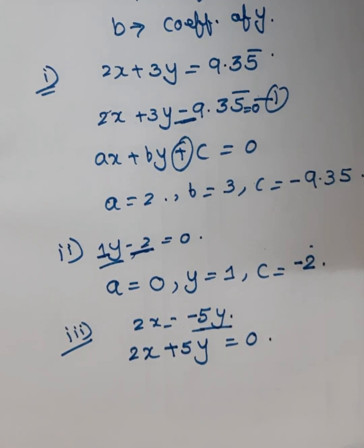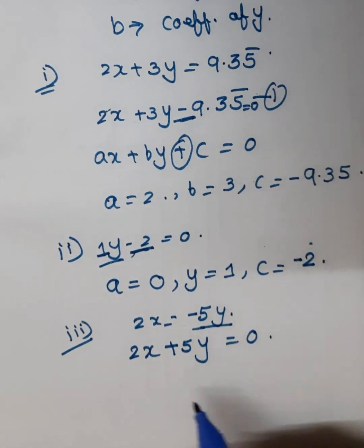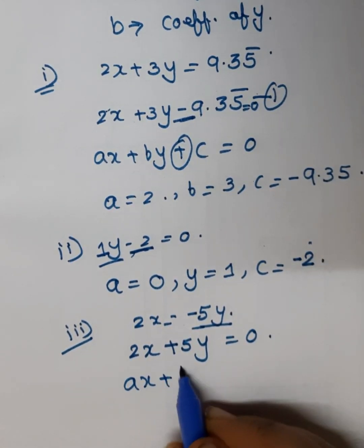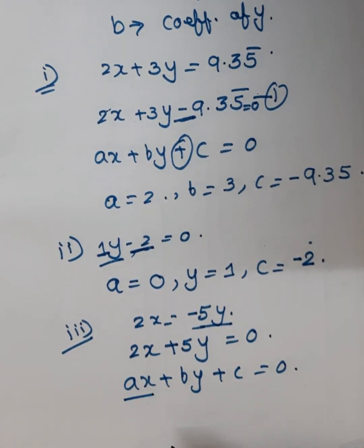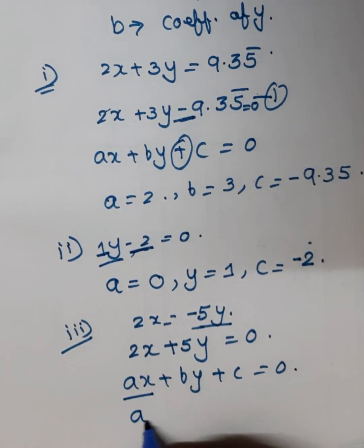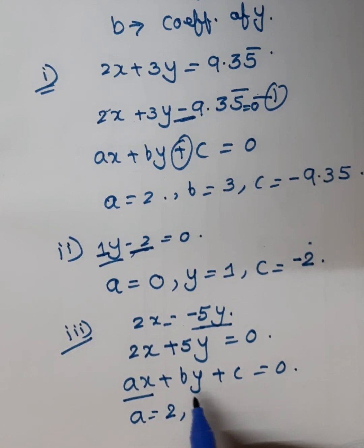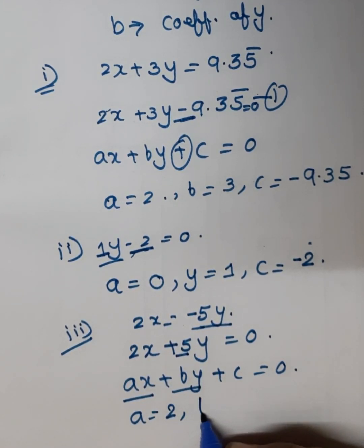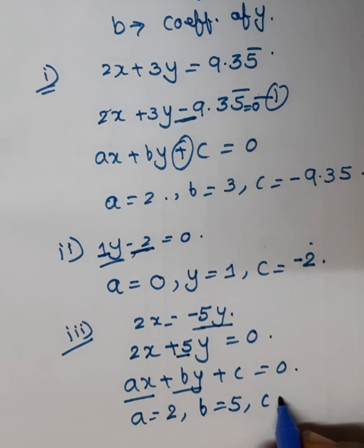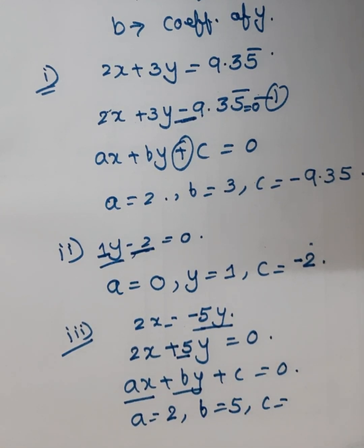So comparing this with the standard form, ax plus by plus c is equal to 0, here the coefficient of x is 2, so a is equal to 2. The coefficient of y is b, so b is equal to 5. And c, we don't have any constant term. Both are variables, so here the constant is 0.